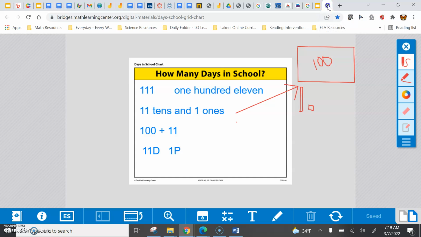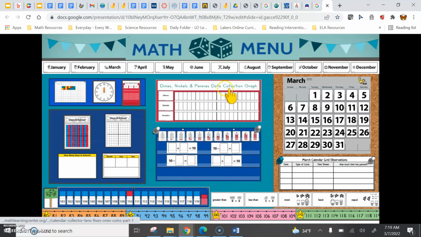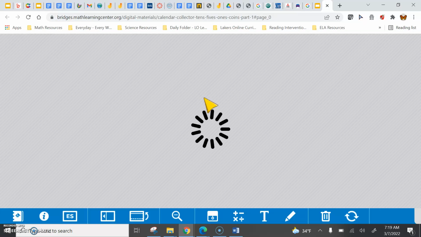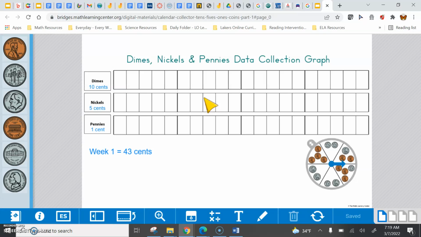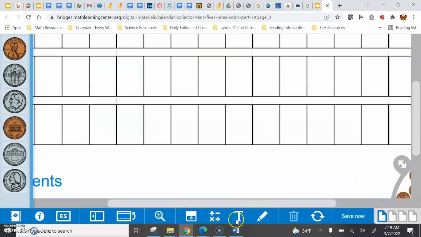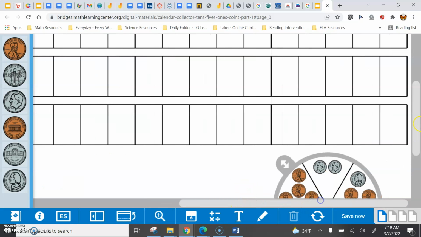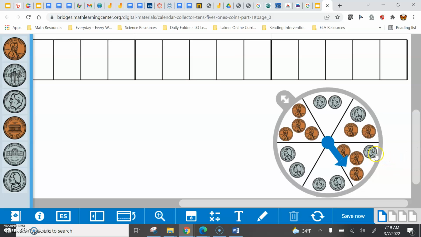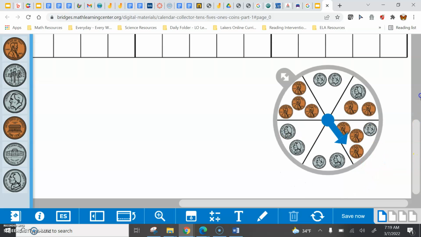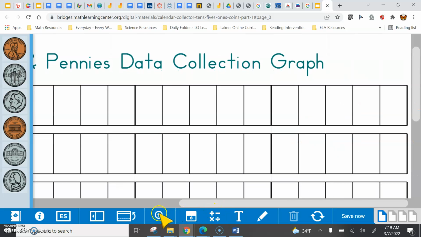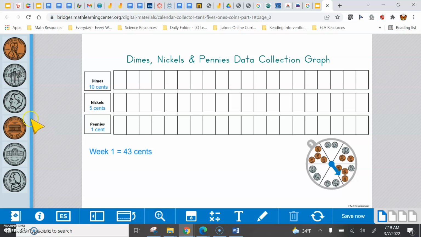We're going to explore some more with our number corner. We have quite a few things. Remember, we've been collecting pennies, nickels, and dimes. Let's find out what we will spend today for a brand new week. Zoom in so you can see it carefully. We've landed on 1 dime and 3 pennies. So we'll add that to our collection. 1 dime and 3 pennies.